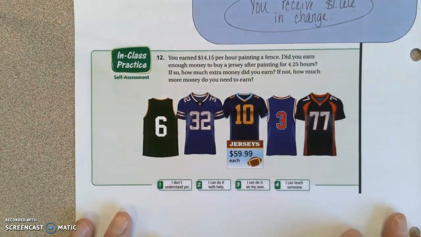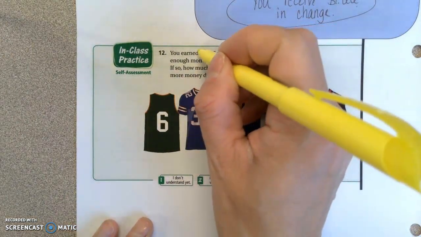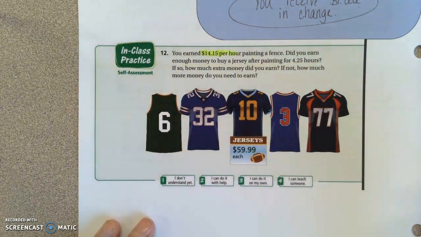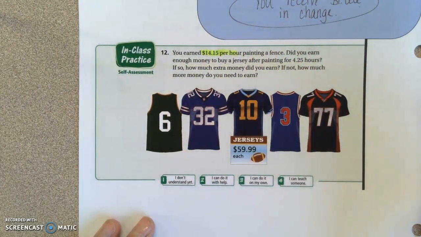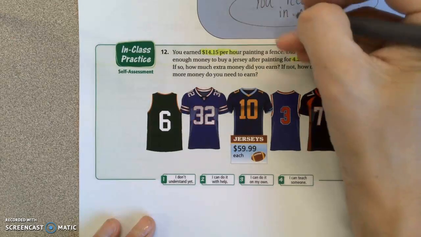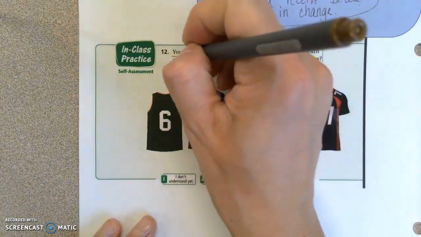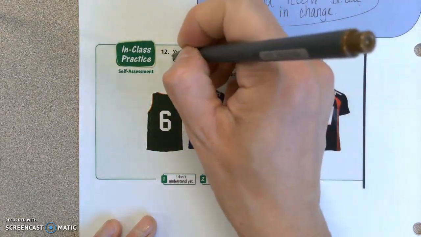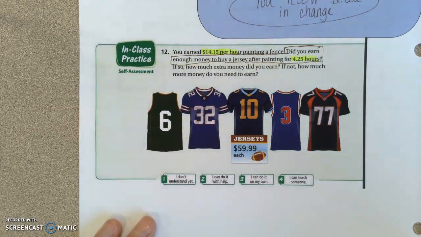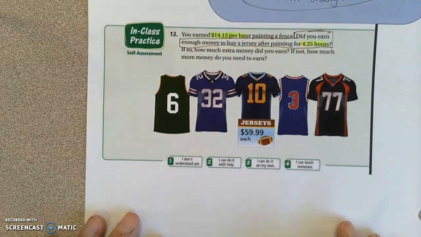All right, come down here and set this one up on your own here. So for this one, you're painting a fence. You earn $14.15 per hour. We're trying to figure out, did you earn enough money to buy a jersey after painting for 4.25 hours? So this is the question you're answering. And if so, how much extra money did you earn? If not, how much more money do you need to earn?